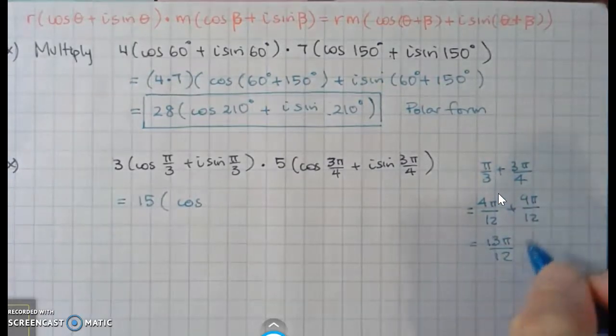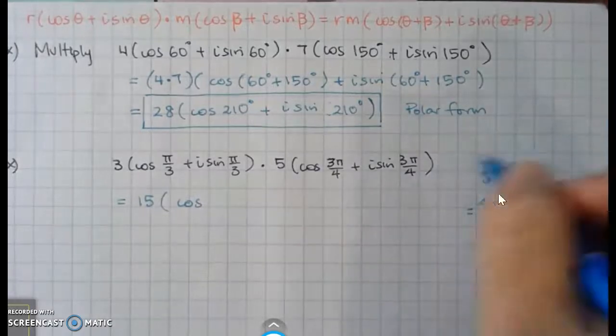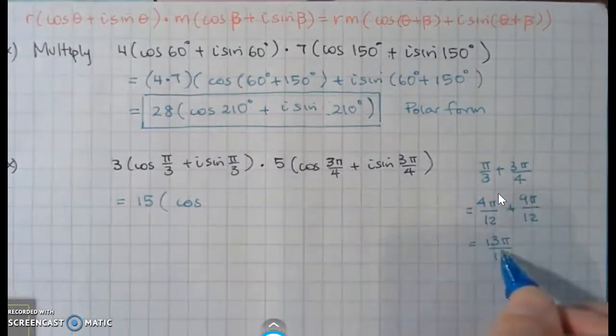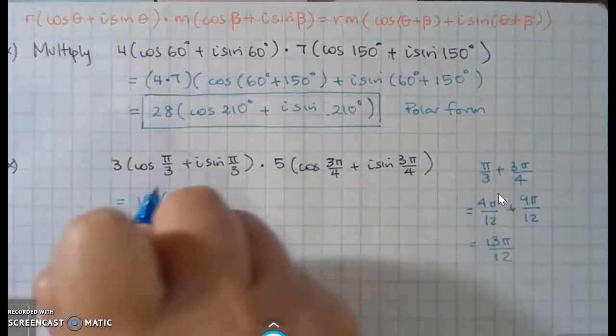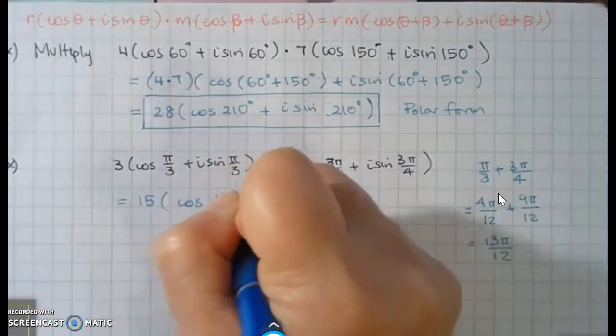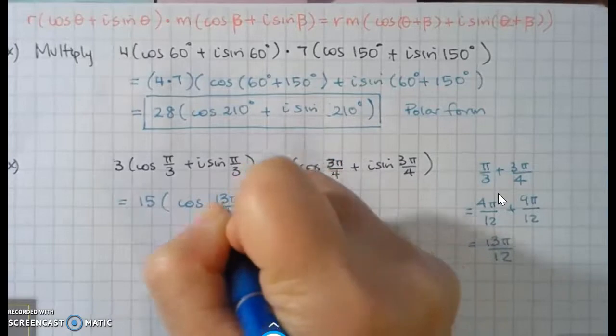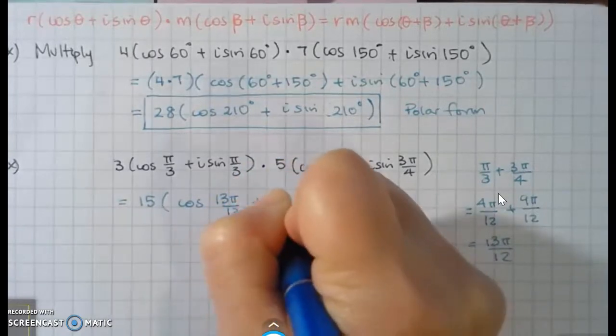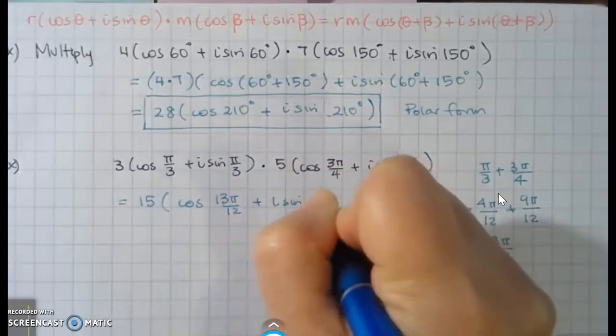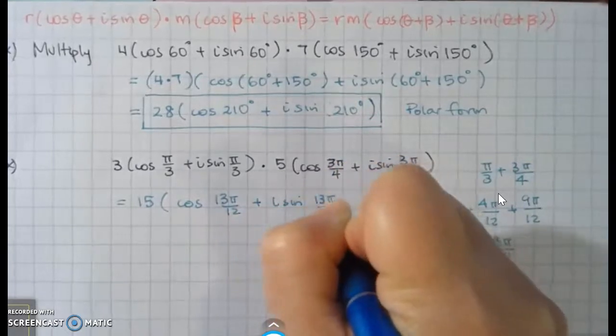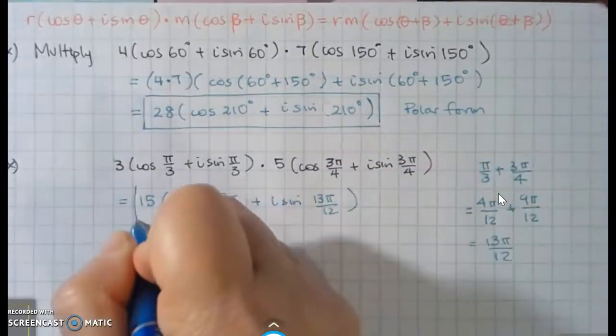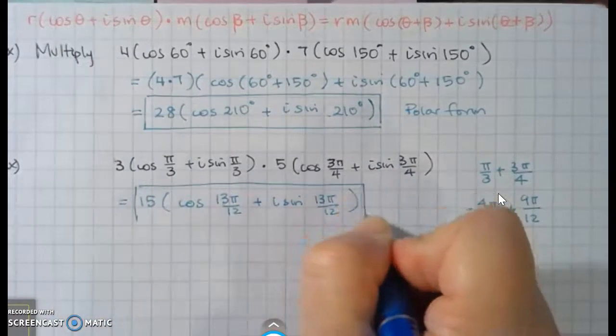And that is my final angle. So I am just going to use this angle right here. That's going to be 13 pi over 12 plus i sine of 13 pi over 12. And I am done. Simple as that.